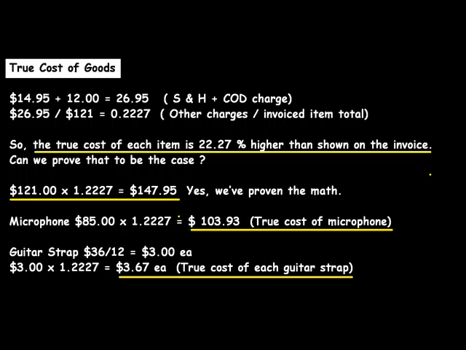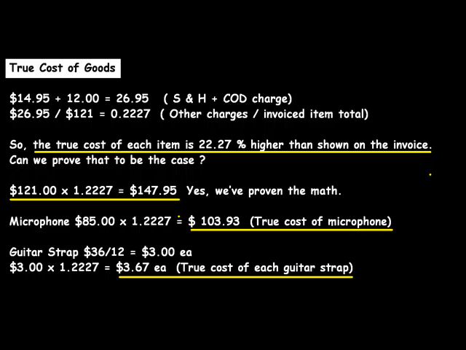If we multiply $121 by 1.2227, or 122.27%, the result is $147.95. That's the amount we wrote the COD check for.